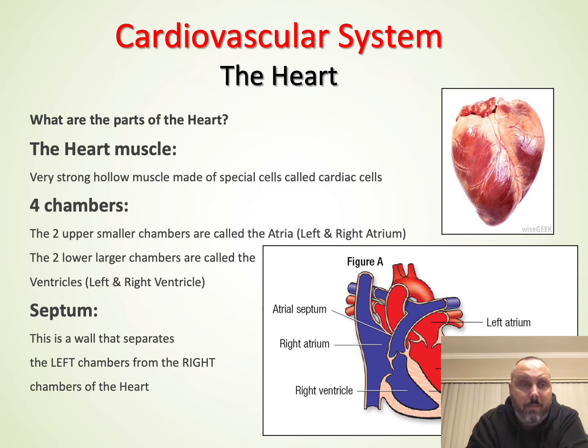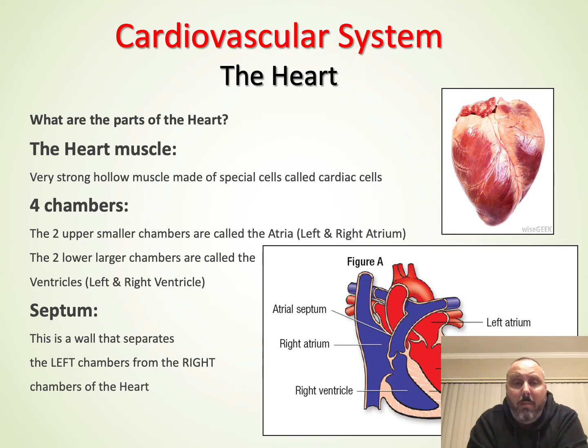So the 2 larger lower chambers are called ventricles, again labelled left and right, so you can see them clearly on those pictures. They're depicted in blue and red to show whether they are pumping or receiving oxygenated or deoxygenated blood, which we'll talk about as we go through. And the other part structurally that you need to know about is the septum, which is the wall that separates the left and the right chambers of the heart. As we go through, you'll understand why all of that is important.